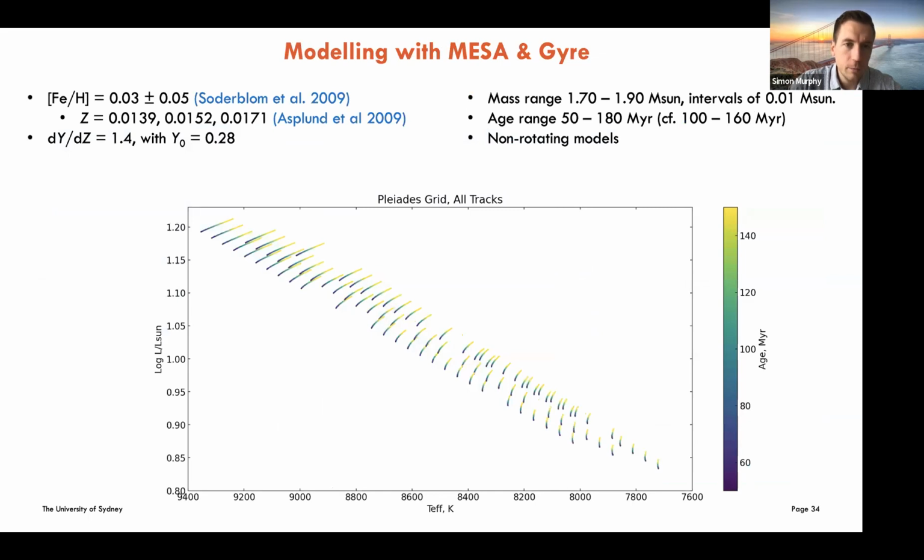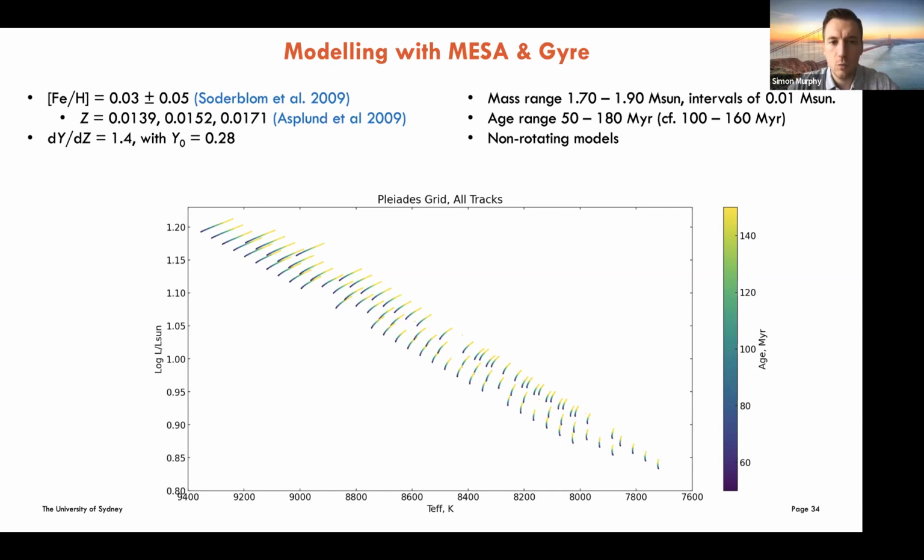So I did some modeling with MESA and with Jaya. Again, non-rotating models. For the metallicity, I used the published metallicity from, I believe it was G dwarfs from Dave Soderblom's paper in 2009. And that corresponds to metal mass fractions that you can see there in the upper left. I used basically a helium enrichment law that says if you change the metallicity, then you have to change the helium abundance by 1.4 times that change. And the starting helium abundance is 0.28.